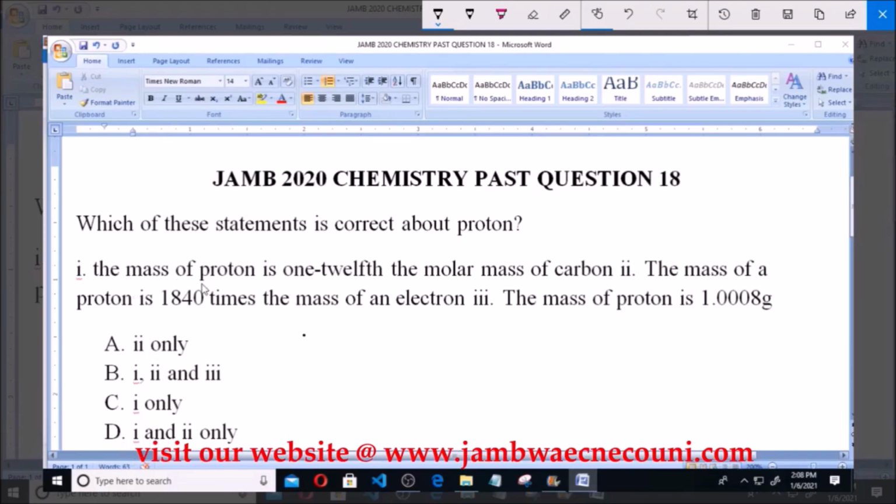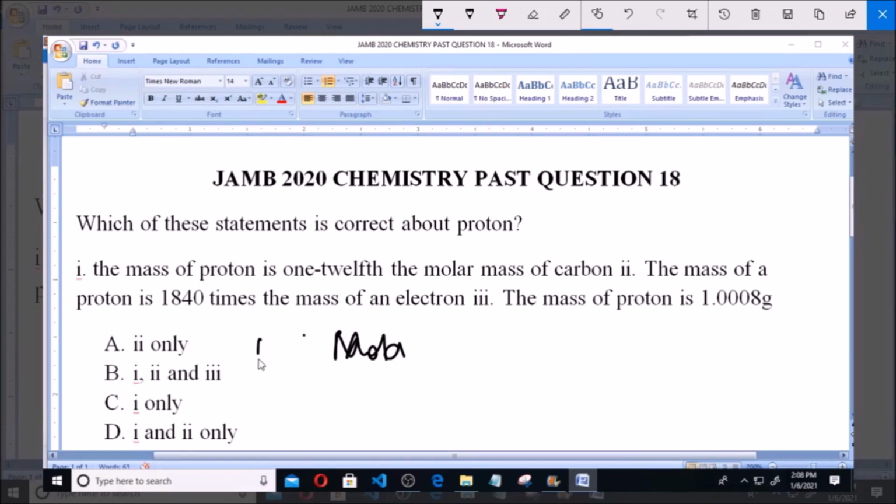Now let's look at statement 1. Statement 1 says the mass of proton is 1/12 the molar mass of carbon. Now, it is the relative molar mass of an atom or an element, which when compared to carbon, is said to be 1/12 the molar mass of carbon. And like we know, relative molar mass, or the molar mass of an atom, is the sum of the number of proton and neutron. So making statement 1 incorrect.